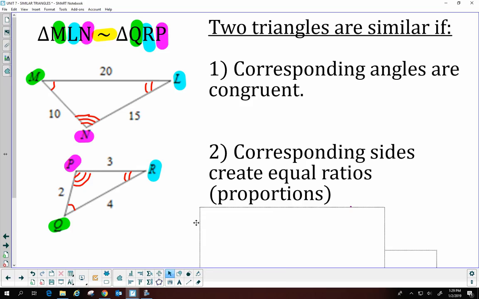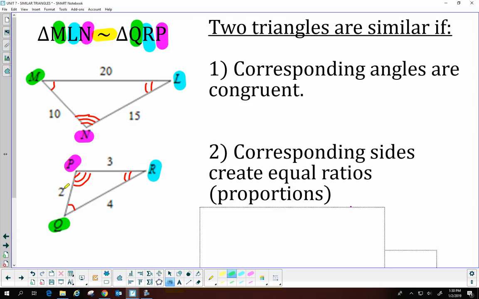The difference here is that our corresponding sides are not going to be the same size. You can see by how they're labeled, these triangles are not the same size. But what we need is the corresponding sides to create the same ratio, the same fraction. And that would mean that all three fractions are equal, which would create a proportion.